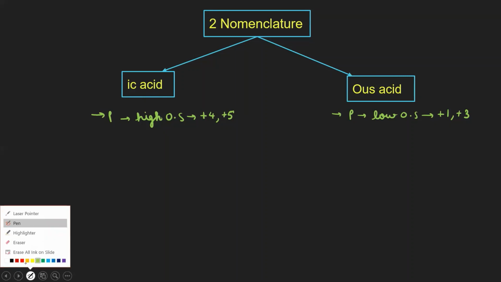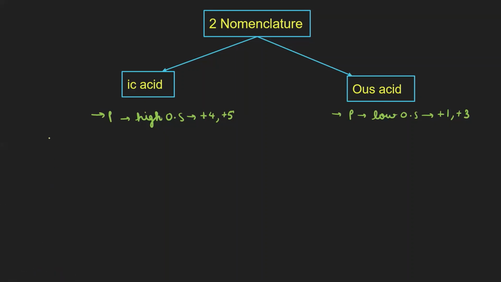The first member of this ic acid series is phosphoric acid, and from this phosphoric acid only we can derive the other members of this series. And the other member of this series is, say, metaphosphoric acid. And one point to remember is this metaphosphoric acid, phosphoric, sorry for the spelling mistake, phosphoric acid.